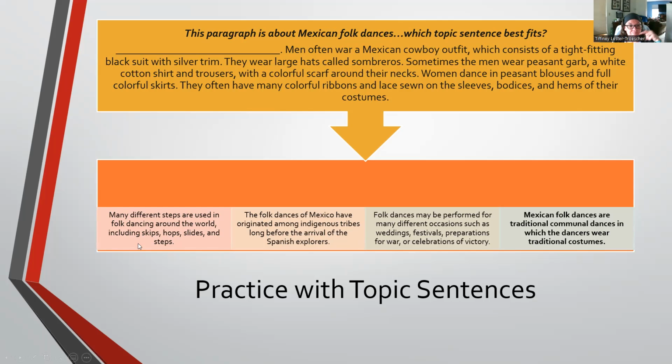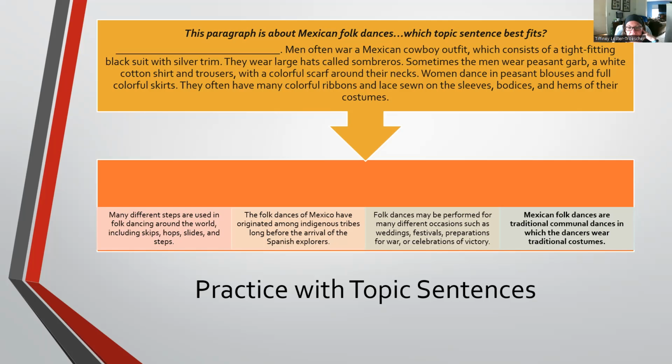So let's see what our options are. Many different steps are used in folk dancing around the world, including skips, hops, slides, and steps. We know that's wrong because nothing in that paragraph talked about the steps that are used in the dances. Nothing. The folk dances of Mexico have originated among indigenous tribes long before the arrival of the Spanish explorers. Okay, well, that does mention the folk dances of Mexico, but the paragraph isn't about where they originated or how they originated or from whom they originated.